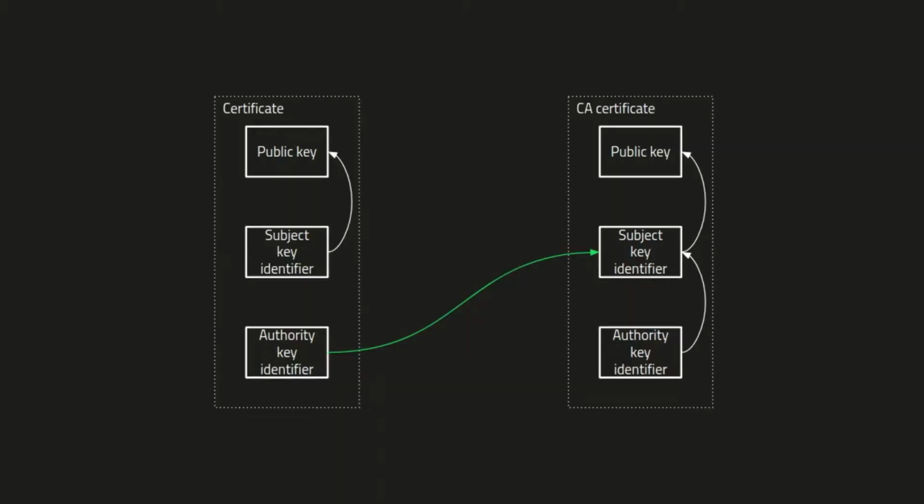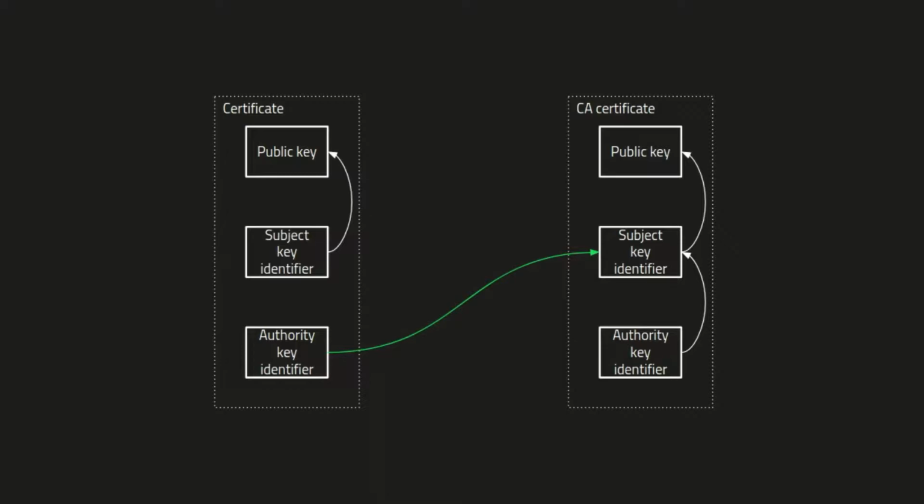X509 is the standard which describes how certificates should be formatted, and there are a number of optional extensions to X509, two of which are subject key identifiers and authority key identifiers. It helps speed up certificate validation and provides an additional guarantee. A common way of generating subject key identifiers is deriving them from the public key, as shown here.